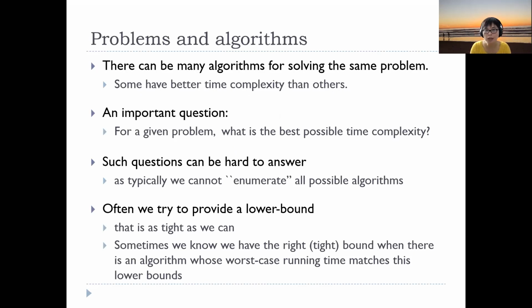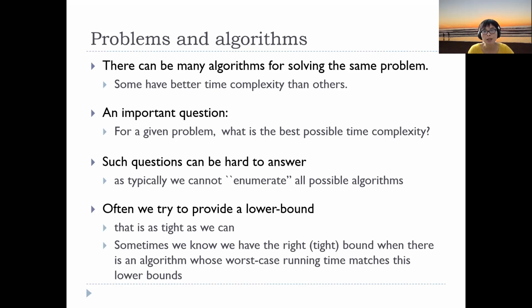Later when we talk about sorting, a naive algorithm would take quadratic running time, and then someone else had a more intelligent design. It turns out the running time is only n log n, which is much better than quadratic. But then the question is, can you do even better? Say for sorting, suppose we have an n log n algorithm, can we do even better, say linear? Given the problem, what is the best possible time complexity?